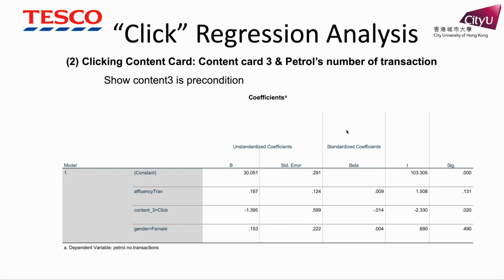Similar to the last table, we intend to figure out if there is correlation between the dependent variable, number of transactions in petrol store, and several independent variables: affluency, clicking content card 3, and gender. The result shows that only clicking content card 3 makes a difference to the number of transactions in petrol store, as its p-value is significantly smaller than 0.05.